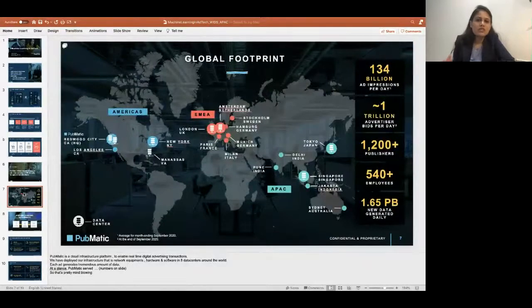So PubMatic is a global infrastructure which enables real-time bidding and digital advertising transactions. We have deployed our network equipment, software, hardware, and ad servers around 8 data centers around the world. And each ad generates a tremendous amount of data. At a glance, this corresponds to 134 billion ad impressions per day, which corresponds to 1 trillion advertiser bids per day. And this roughly generates around 1.65 petabytes of data daily. So that's pretty mind blowing.